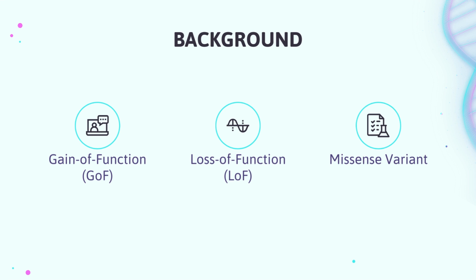A gain-of-function variant is a change in the DNA sequence that increases the amount of calcium going into neurons, perhaps by opening too much. A loss-of-function variant is the opposite. It decreases the amount of calcium ions going in, perhaps by not opening as often. A missense variant is when a single change in the DNA sequence leads to a change in the protein sequence.